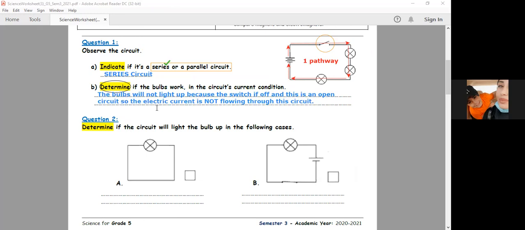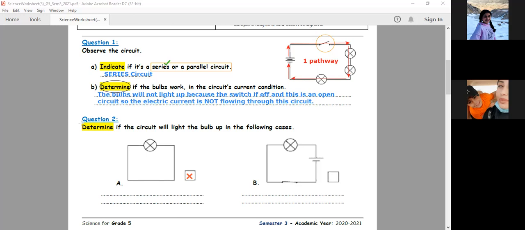Okay. Question number 2. Determine if the circuit will light the bulb up in the following cases. Look at the first one. Will the light bulb light up? No. Why? There is no source of energy. No battery and no switch.